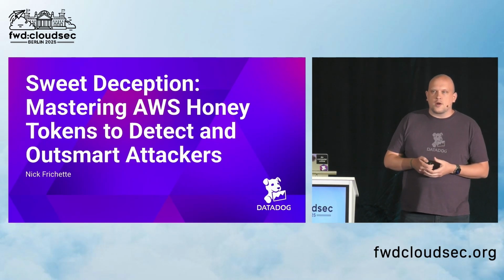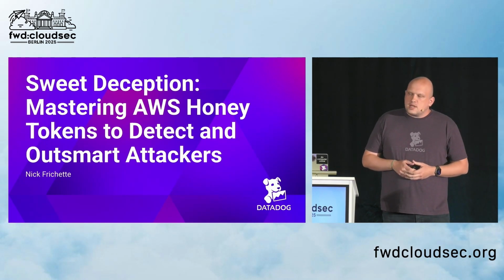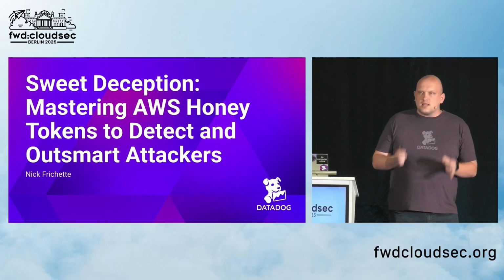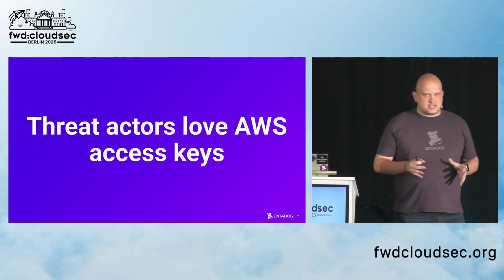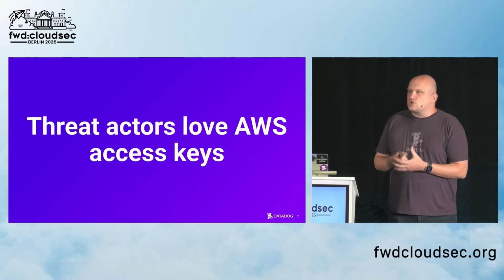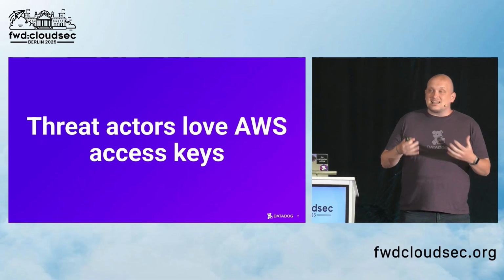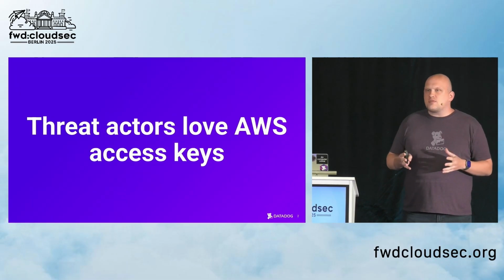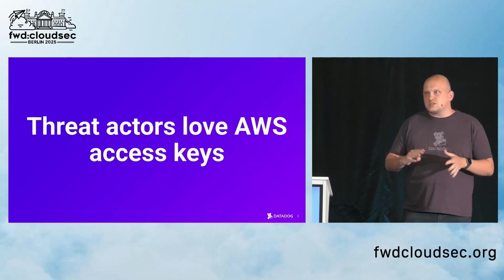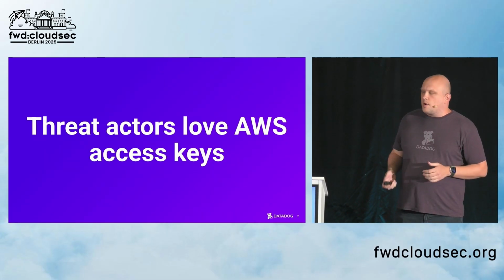have considered before. Before we get started, though, I think it's worth reminding ourselves that threat actors love AWS access keys. One of the primary ways that threat actors gain initial access in AWS environments is leaked credentials. Attackers know they can use these to get initial access, move laterally, steal resources, do ransomware, and so much more.